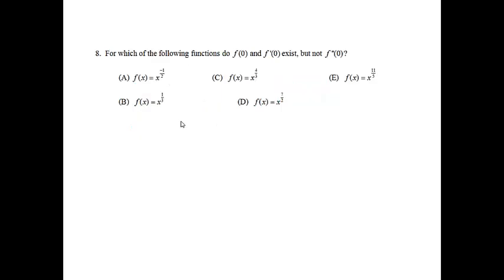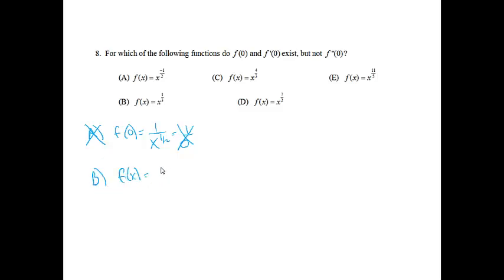Okay, 8. For which of the following functions do f of 0 and f prime of 0 exist, but f double prime of 0 does not? Okay, what this is talking about is I can get an answer for f of 0 when I plug in 0. I can get an answer for f prime when I plug in 0, but I can't get an answer for f double prime when I plug in 0. So I'm just going to go down here and try these out. Okay, so if I try to plug in 0 into this first equation, first of all, I don't like dealing with negative exponents, so I'm going to rewrite that as 1 over x to the 1/2. And you'll notice if I plug in 0, we cannot do that, so f of 0 does not exist. So I can go ahead and just cross that one right out.